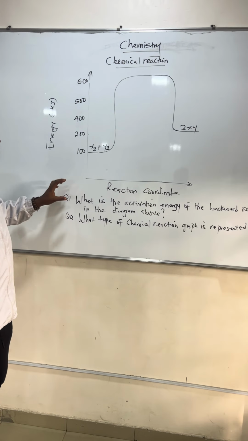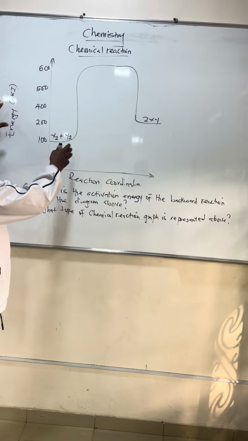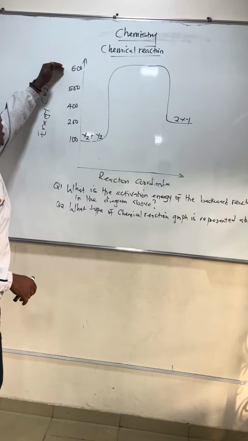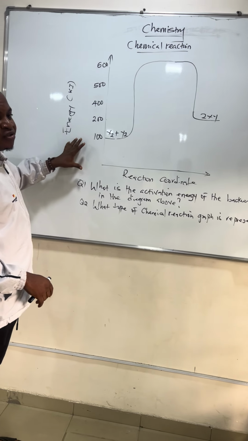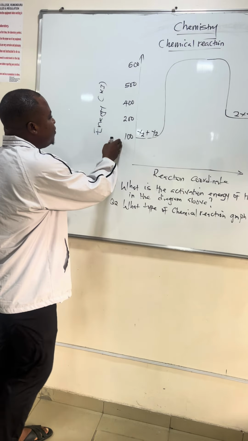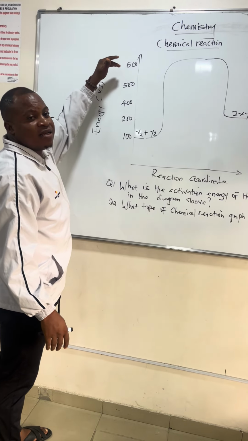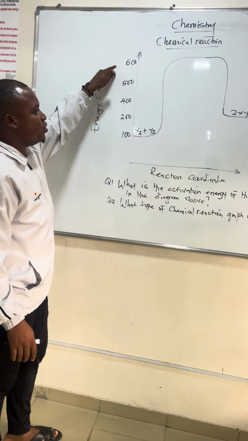Now, we are asked to find the activation energy of the backward reaction of the graph above. These are the energy values, the graduation of the graph, showing the reaction coordinates. We have 100, 200, 400, 500, and 600. Now 600 is the highest point.